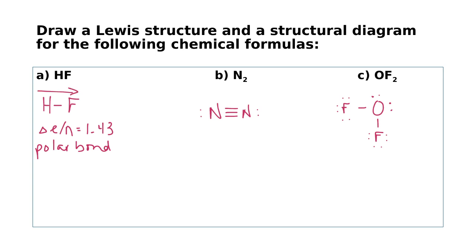There will be a movement of electrons towards the fluorine. And because you only have one bond in the molecule, that's your overall dipole as well. So it's also a polar shape.